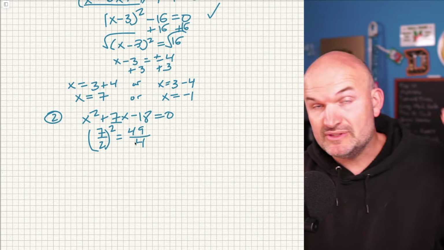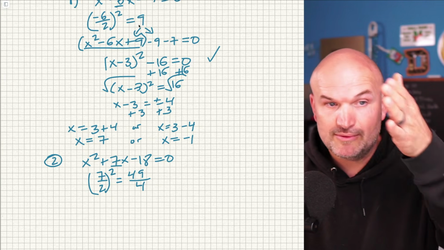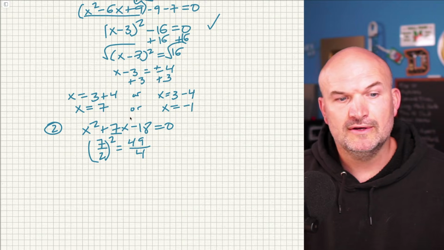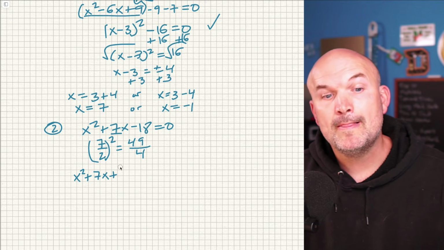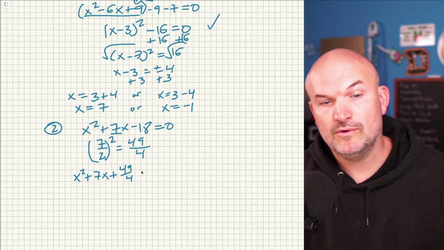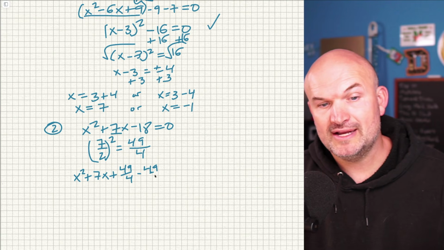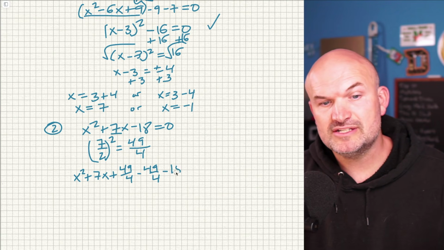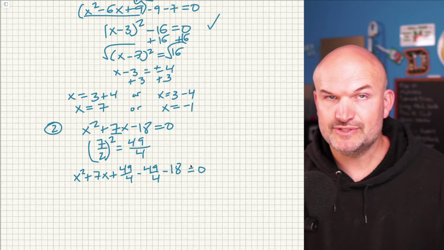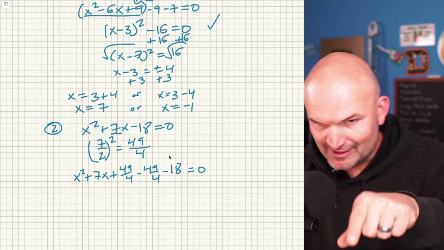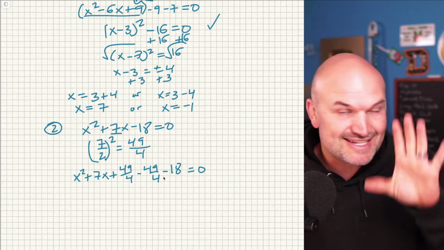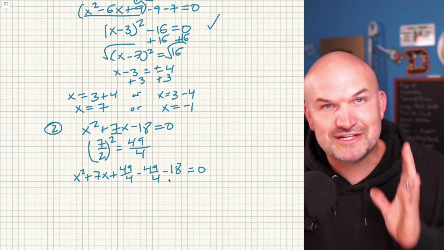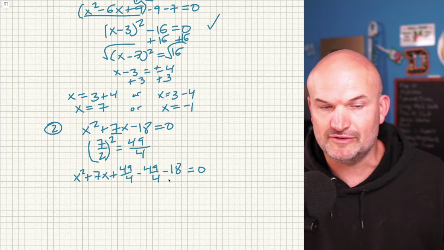Now again, we have to do the exact same thing like we did up here, right? We're going to add it and we're going to subtract it. So therefore, I have x squared plus 7x plus 49 over 4 minus 49 over 4, and then I'm going to subtract that from 18 is equal to 0. Okay, now I already know you're probably looking at this like, oh boy, this is getting difficult. But again, the process is exactly the same. We're just changing up the numbers to make it a little bit more difficult.